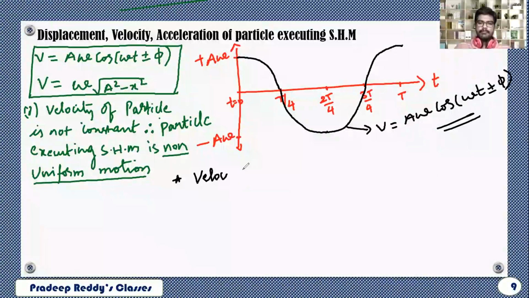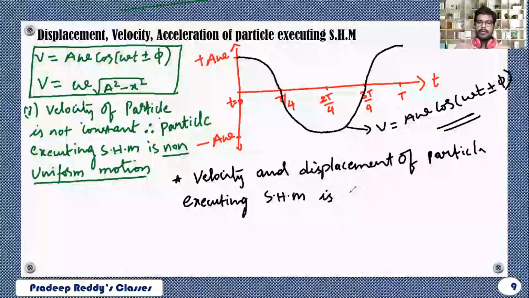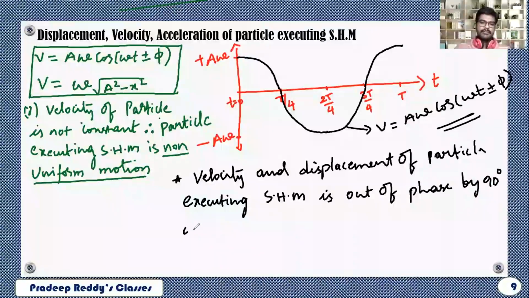Velocity and displacement of particle executing SHM is out of phase by 90 degrees or pi by 2 radian.